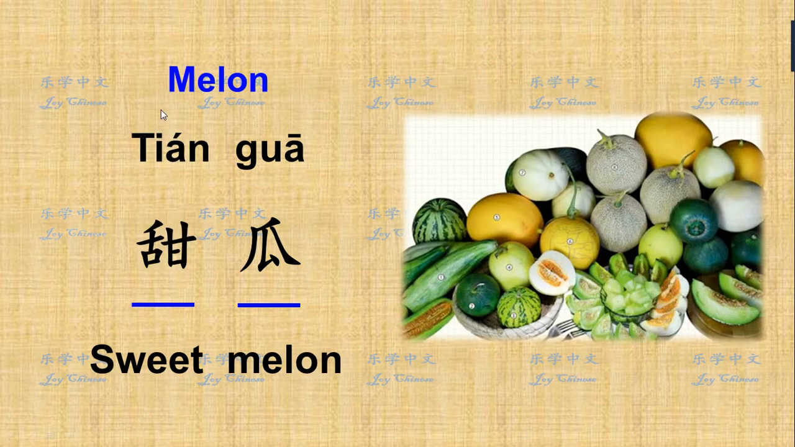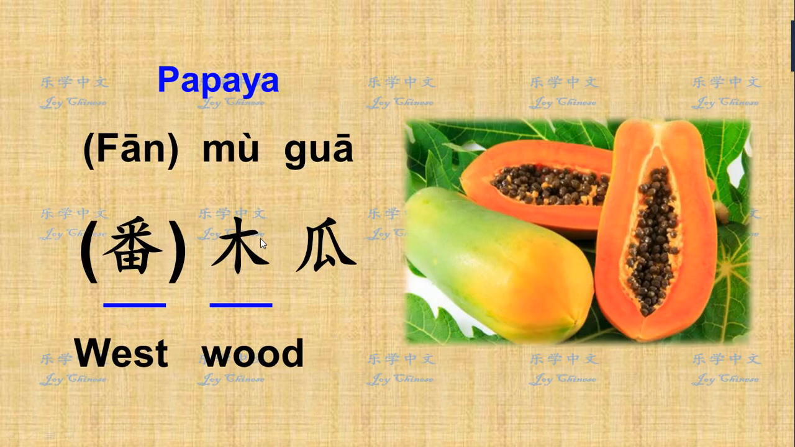Next one, melon. These different kinds of sweet ones, these melons, are all called 甜瓜 in Chinese. 甜 means sweet. Gua is melon. All of these are melon, or 甜瓜. They may put some other word in front of 甜瓜 to name the different things. 甜瓜. Next one, papaya. We call it 番木瓜.